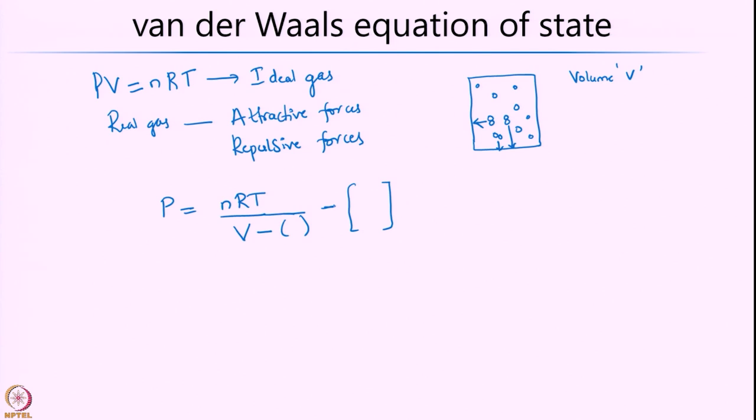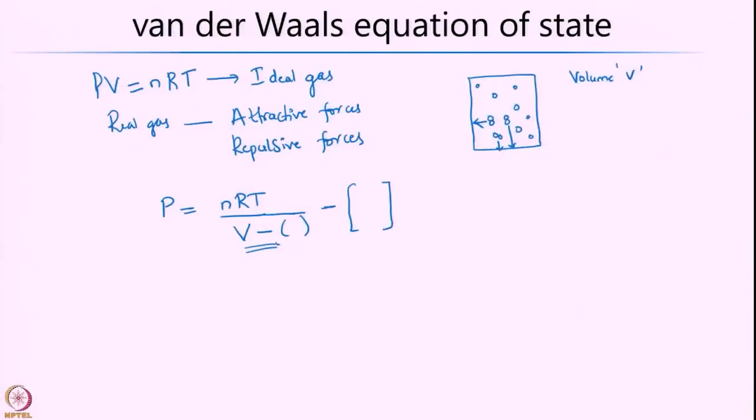I hope this logic is at least clear to everyone: the actual volume available for the molecules to move around would be less than the ideal volume, because the gas molecules, that is methane, ethane or other molecules, do have a finite volume, and if you try to push one into another, you would end up in repulsive interactions. This repulsive interaction means the actual volume is less than what it would be for an ideal gas.